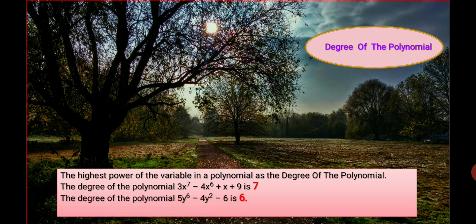Next example, 5y to the power 6 minus 4y square minus 6. Again the powers are 6, 2 and 0. So the highest power is 6. Next, the degree of a non-zero constant polynomial is 0.